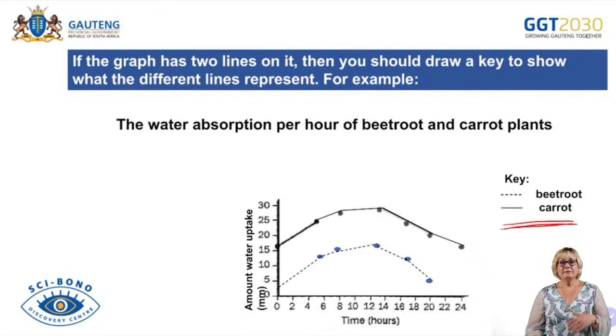Or if you have color pens, you can have a red line and a blue line. But then here you draw a red line and a blue line so that we can easily see that's the red one and the carrot one. So in this case, it's basically then that one. All right, and then the blue one, let's say for the beetroot. So it's important for you to give us a key the minute you have more than one set of data on a graph.